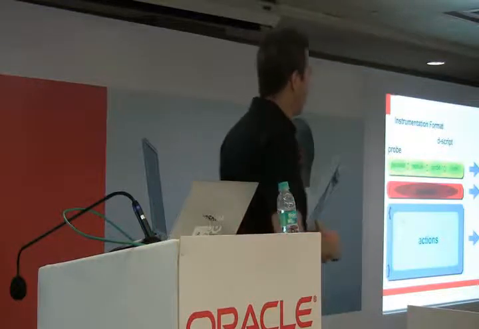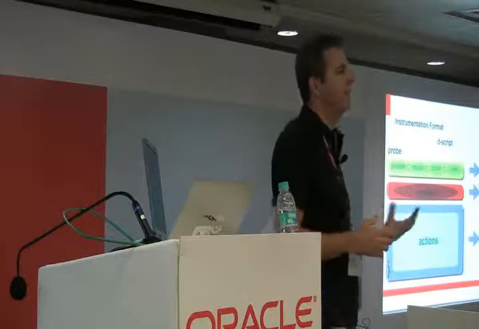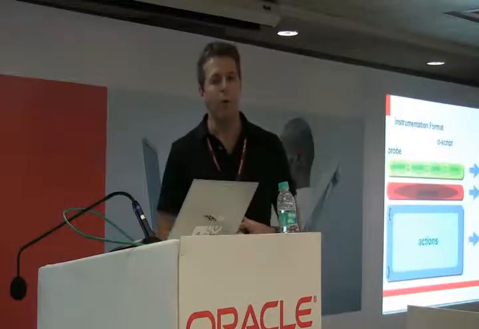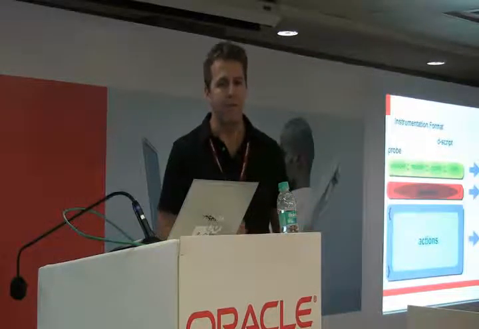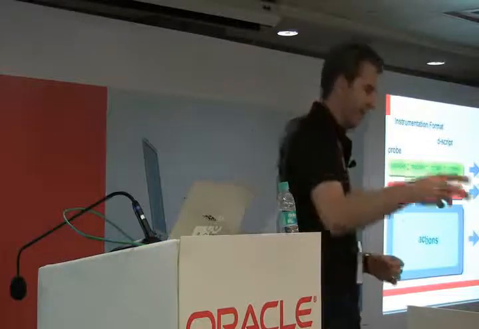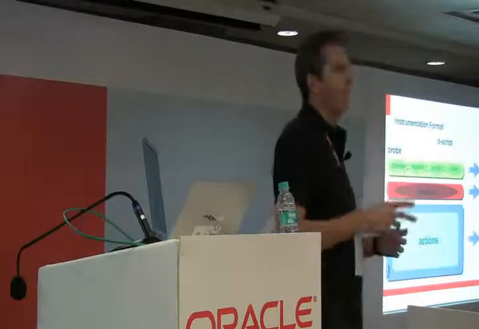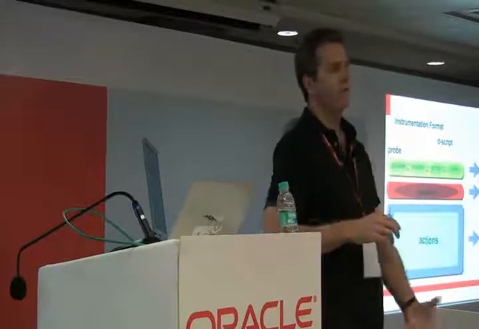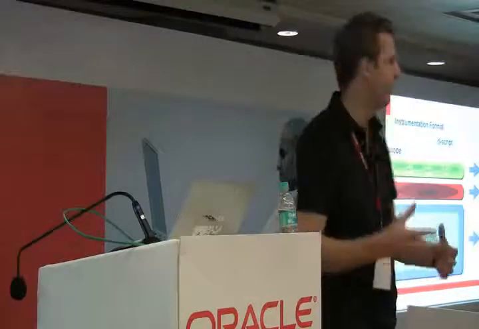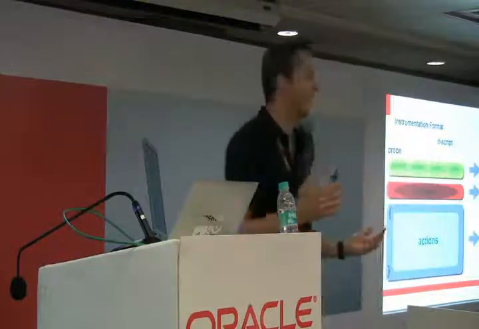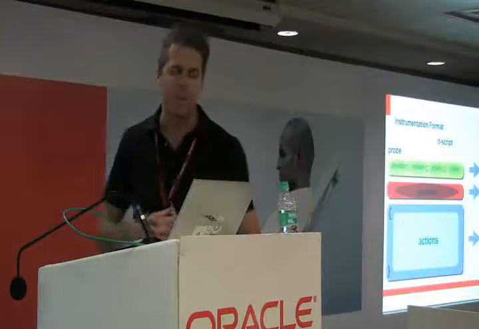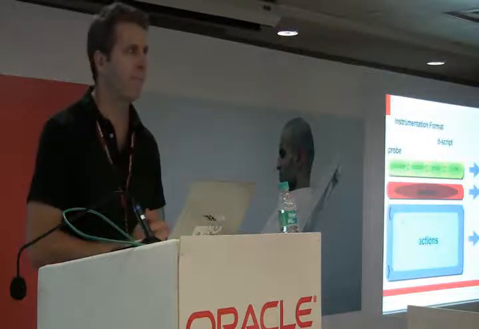The predicate allows us to get a little bit more selective. You can think of it like an if statement. So if I've enabled a probe that's going to fire every time I enter a particular function, maybe I want to only fire that probe if that function is entered when a certain executable is called, or some decision criteria that restricts the number of times that probe is actually fired.